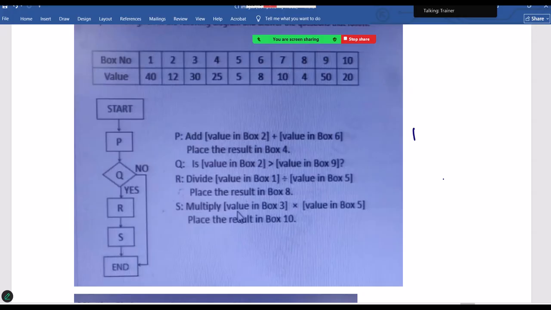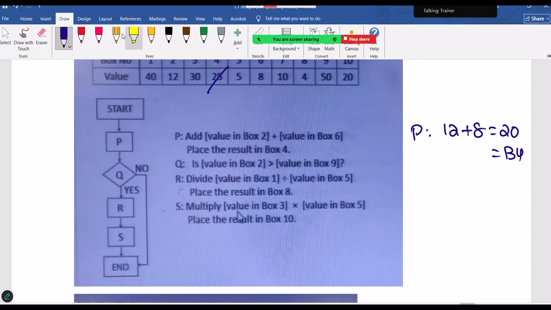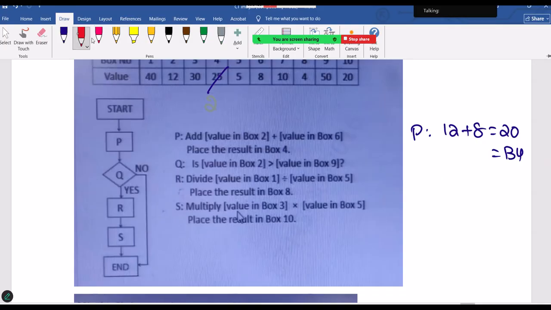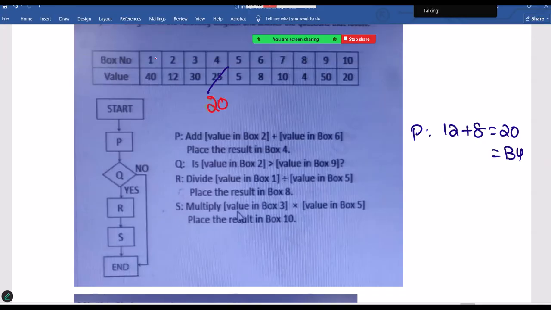This one, first step is box 2, box 6, add that result, put in box 4. Box 4 is updated to 20. Next, box 2, 12, greater than number in box 9, 50? No. You have advantage, you can jump. End. Process is end.